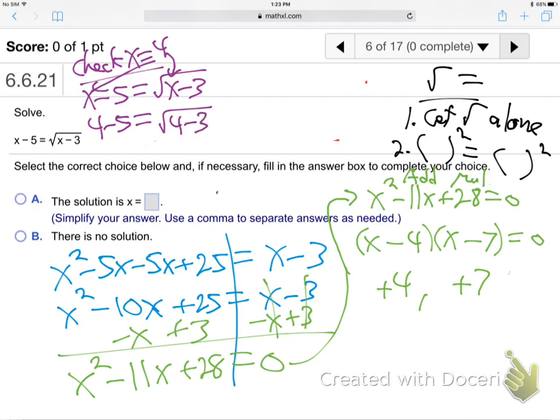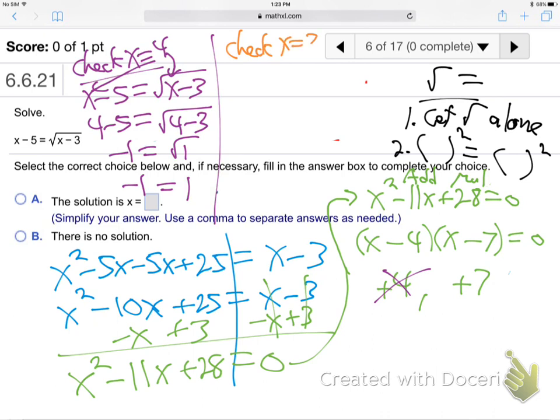What is 4 minus 5? Negative 1. And this is the square root of 1. What's the square root of 1? It's just 1. Negative 1 doesn't equal 1. That's not true. 4 is not a good answer. How about the 7? Is it good? It is good. Let's check the 7.